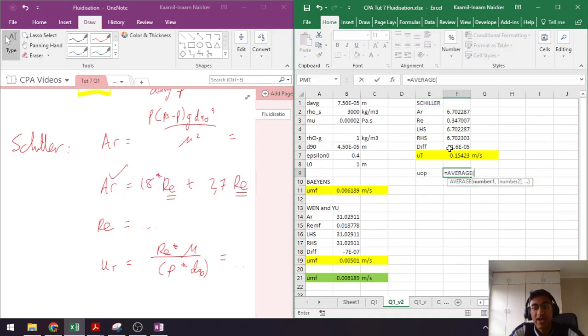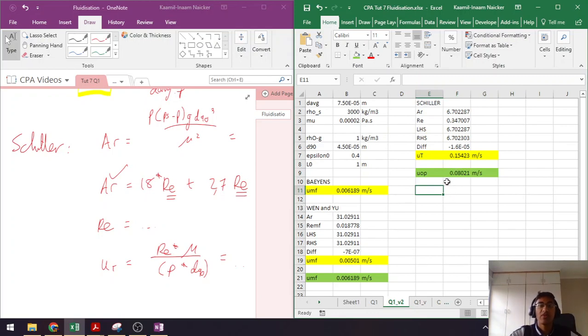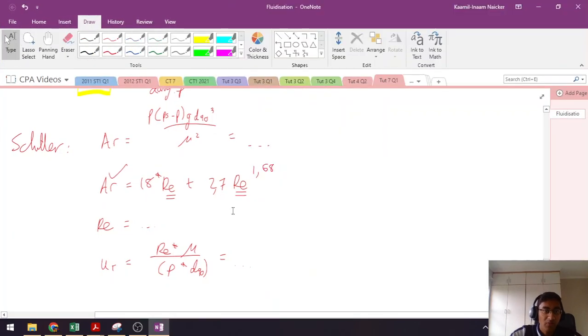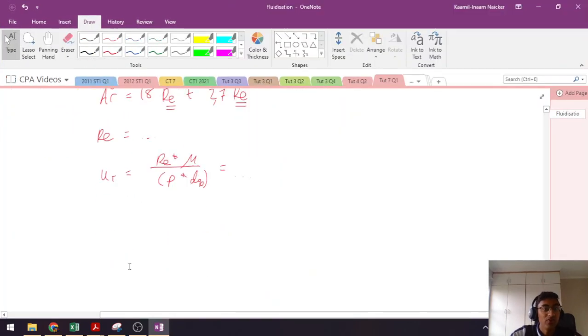And remember that all of this work was just to find the operating velocity. So that is equal to the average of the transfer velocity and the minimum fluidization velocity. I will also highlight this in green to show that this is where we have our answer. So all of that was just to find the operating velocity. Now that we have the operating velocity, let's continue with the real stuff, which is fluidization.